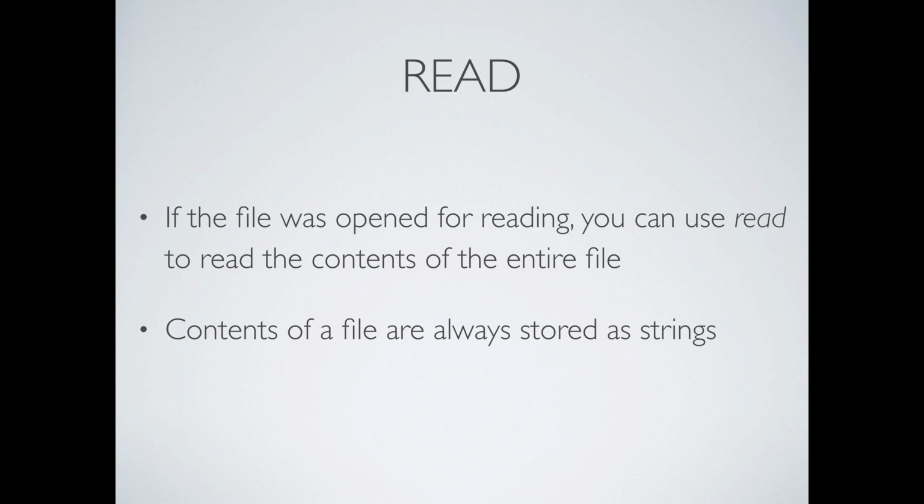Again, this section is going to assume that whenever you did an open, the mode that you gave it was R. Remember, the mode R is for reading, the mode W is for writing. So the most basic way you can read stuff from a file, if the file was open for reading, is to use a command called read to read the contents of the entire file. So you can do the file object variable .read, and that will read everything in the file as a string and store it into your Python code.